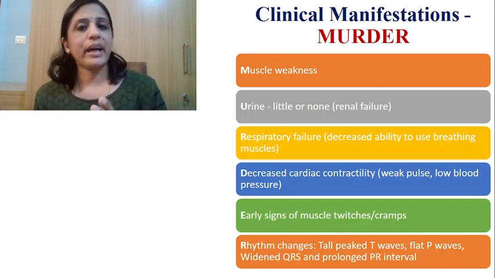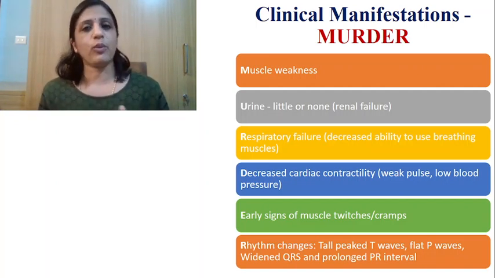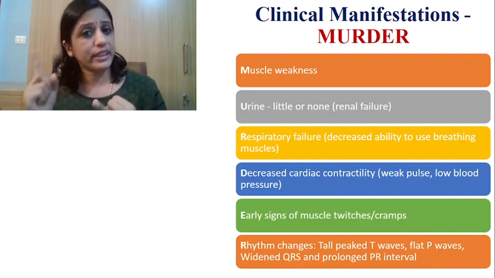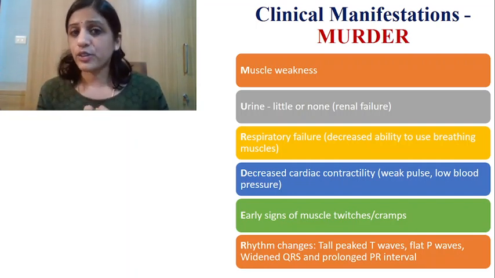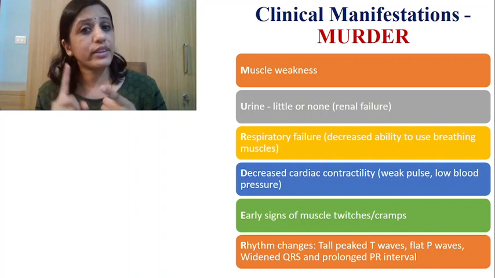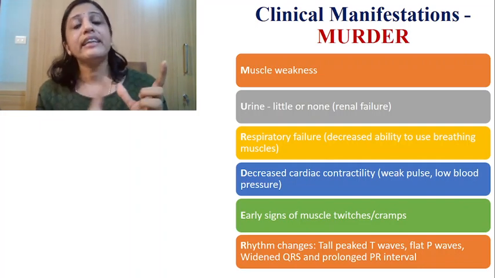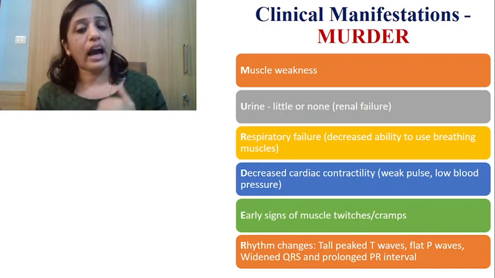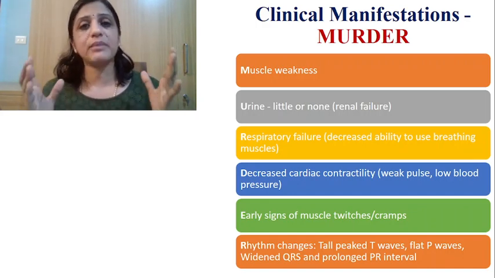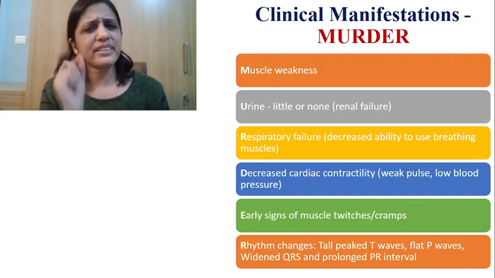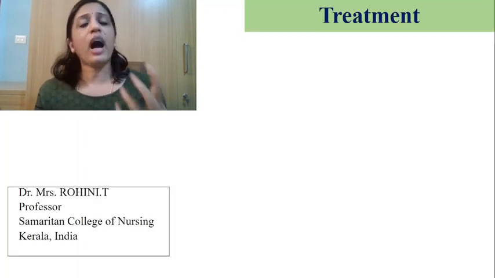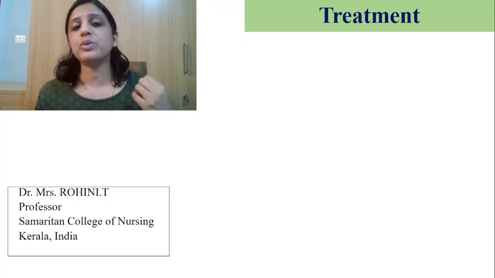So what are the clinical manifestations? MURDER. M stands for muscle weakness, U stands for urinary output, R stands for respiratory, D stands for decreased cardiac contractility, E stands for early signs of muscle twitches or cramps, and R stands for ECG rhythm changes. What is the main thing you should remember? Peaked T wave.